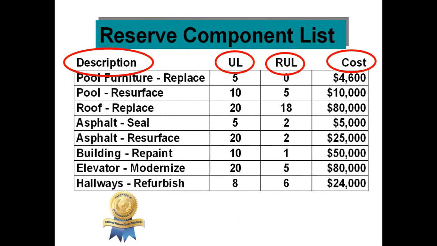And this is what a reserve component list will look like in a reserve study. Typically, it's a pretty simple table laid out somewhat like this. The standard elements required by National Reserve Study Standards are the component name or description, the useful life, remaining useful life, and current replacement cost.